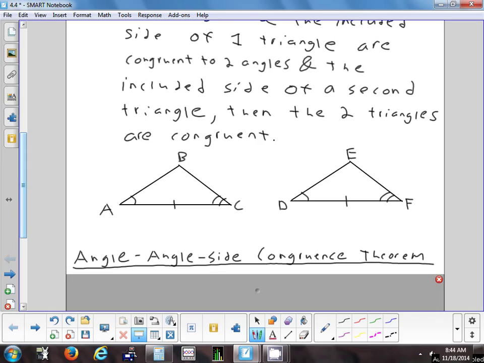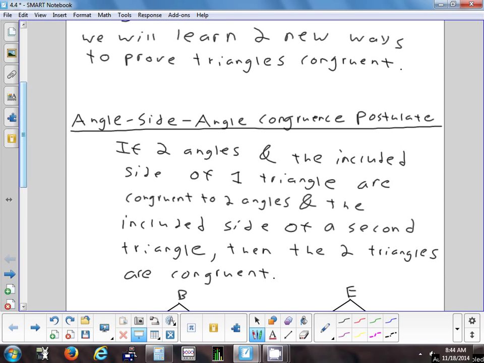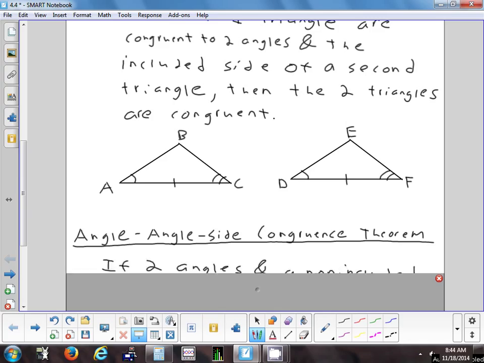The next one we're going to look at is the angle angle side congruence theorem. So you might be looking and be like, well, what's the difference? Didn't we just do one with two angles and a side? Yes. The one above it is two angles and a side. So is this one. The difference is where the side is. Is it the side between the two angles, or is it a side that's not between?